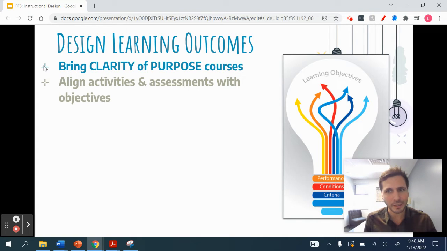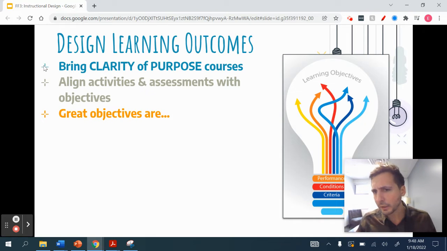I don't know if you've ever been in a class where you get to a test or an exam, you're like, I didn't know that this was important. I didn't study this piece. Well, if you've clearly communicated learning objectives and outcomes to your students, then they actually do know what's important and can focus on those things in the class, and you're assessing them based on those learning outcomes and objectives.